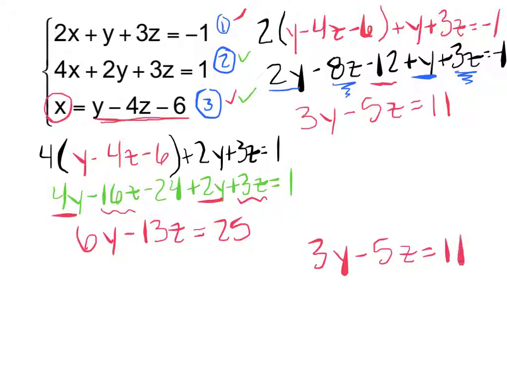So if we look at what we're left with right now, we have 3y minus 5z equals 11, and we have 6y minus 13z equals 25. This is a system of two variables that I can solve using substitution or elimination. I'm going to move to the next page because I'm running out of space, and this way you can see what's going on.